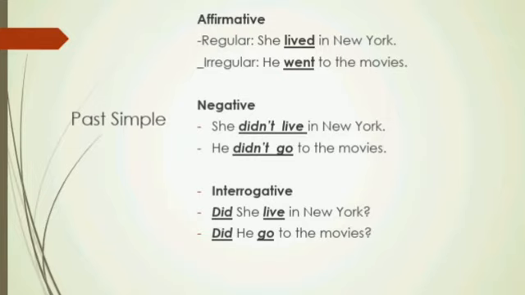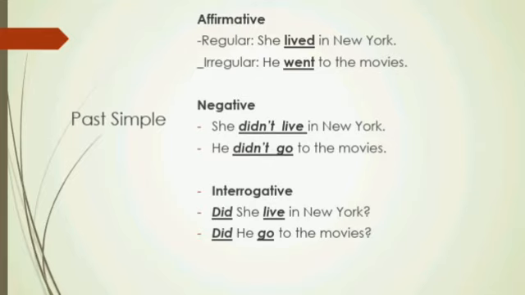In second place, we can see a sentence in affirmative form using an irregular verb. He went to the movies. Went is the past of go because it's irregular. Remember that all of the irregular verbs change and you have to learn them.